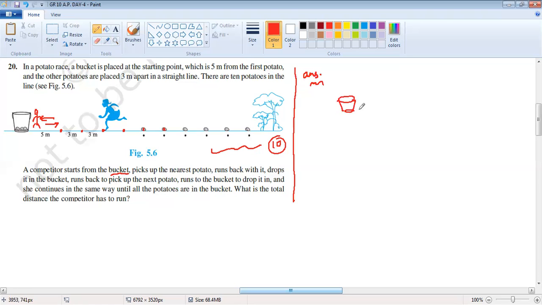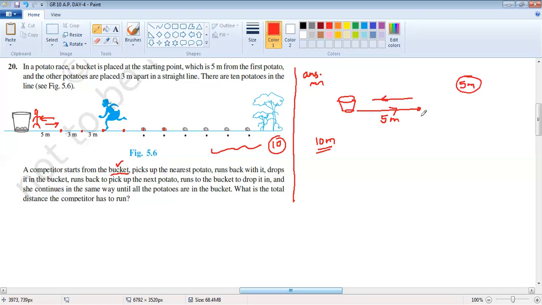From the bucket she started. Then she went for 5 meters. Again, she came back 5 meters. So then she traveled totally 10 meters distance. See why I said this word is very, very important. Now you see here, if she starts from the first potato, she covered only 5 meters. So that's why this first sentence is very, very important.